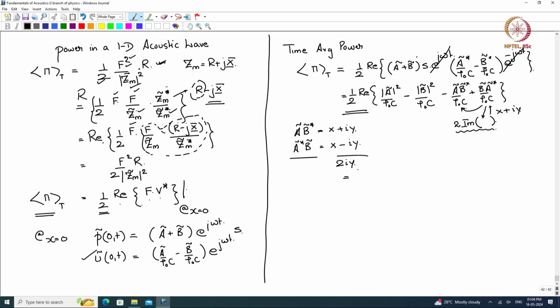So I get 1/2 the real part of magnitude of a tilde square by rho 0 c. There is an S over here, so let us put that S, minus b tilde square by rho 0 c. Okay, so it's a very neat expression in 1D plane waves.